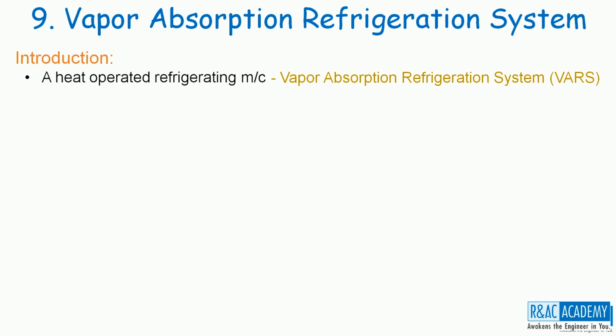While our lives are so comfortable with VCR systems, why at all do we need to look at something else? We all know that work is a high grade energy and heat is a low grade energy. If we are able to produce refrigeration using low grade energy, then it will be cheaper.